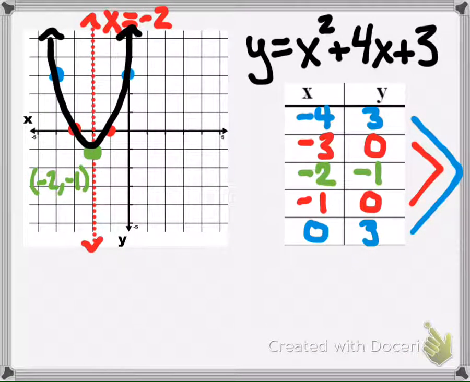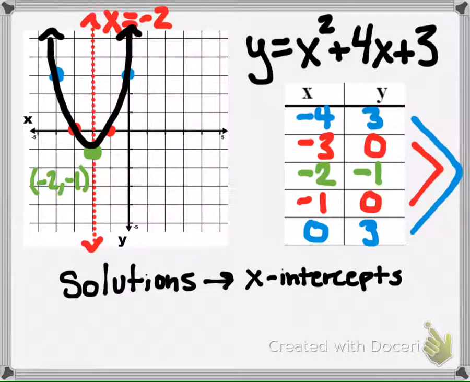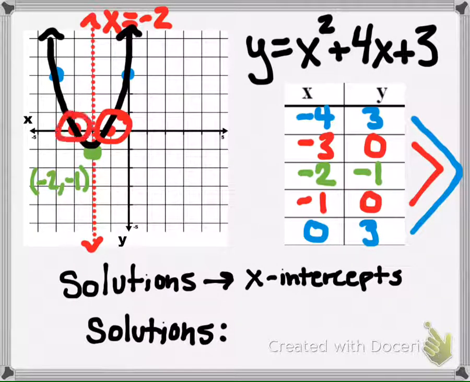Now we're getting to the fun part. Let's talk about the solutions of my equation. So the solutions are going to be the x-intercepts of my graph. This is where my y equals 0. So when we were talking about solving a quadratic by factoring, we had to set our factored form of the quadratic equal to 0. So our solutions to this equation are going to be right here and right here, or when my y is 0, so x equals negative 3 and x equals negative 1.